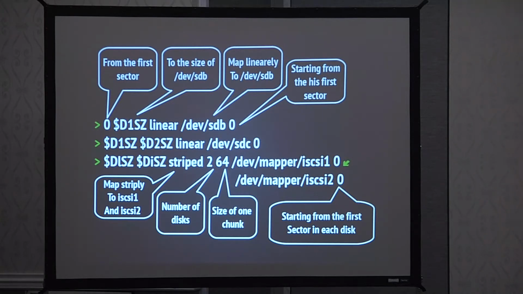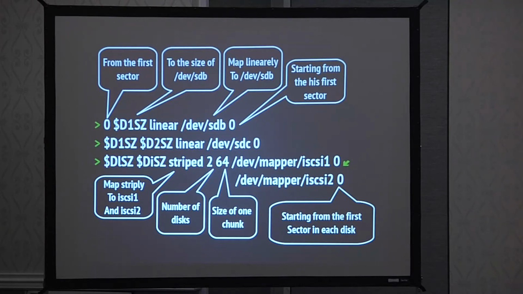So the table defines how the kernel will map a virtual block to a real block. So from the first block, or the first sector, in the virtual disk to the size of SDB in sectors, we have a linear mapping from SDB starting from the first sector. So it's just like we have SDB first. And the second line is we start from the size of SDB and we go to the size of SDC, and we map from the first sector of SDC.